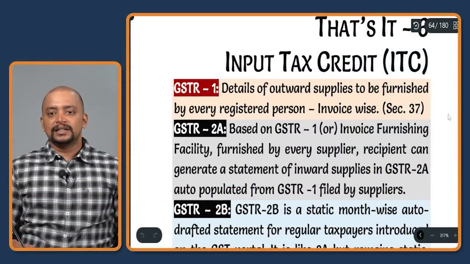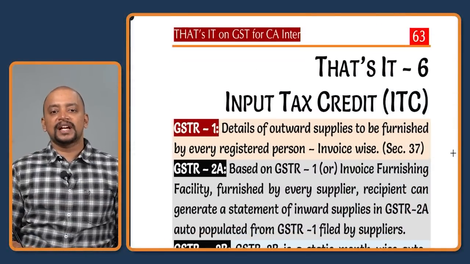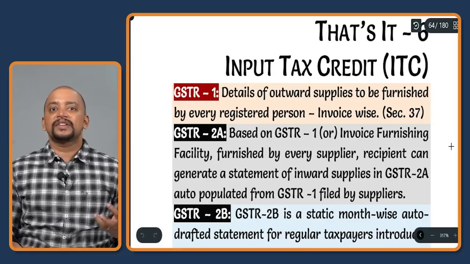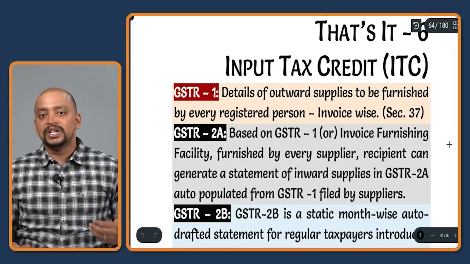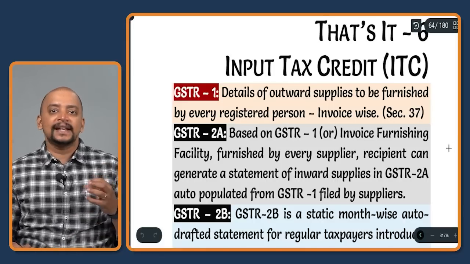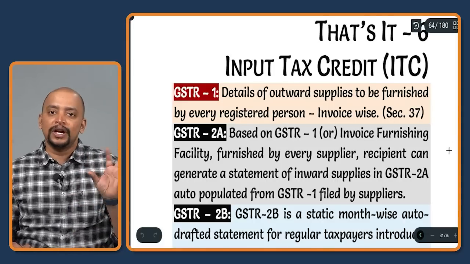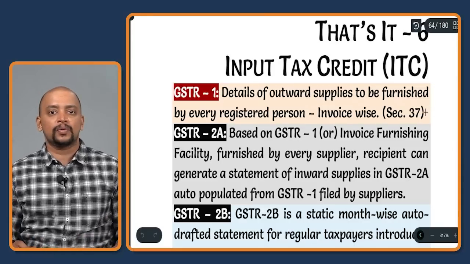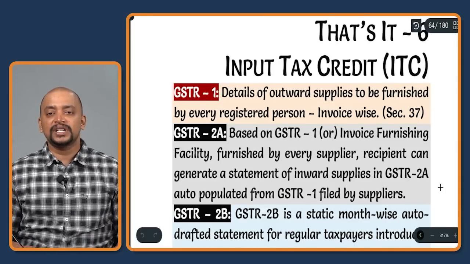You can see here, that's it. 6, input tax credit. First, we need to understand what are the various returns that are there. GSTR1 is a return that contains the details of outward supply. So only outward supply data we enter in GSTR1 as per section 37.